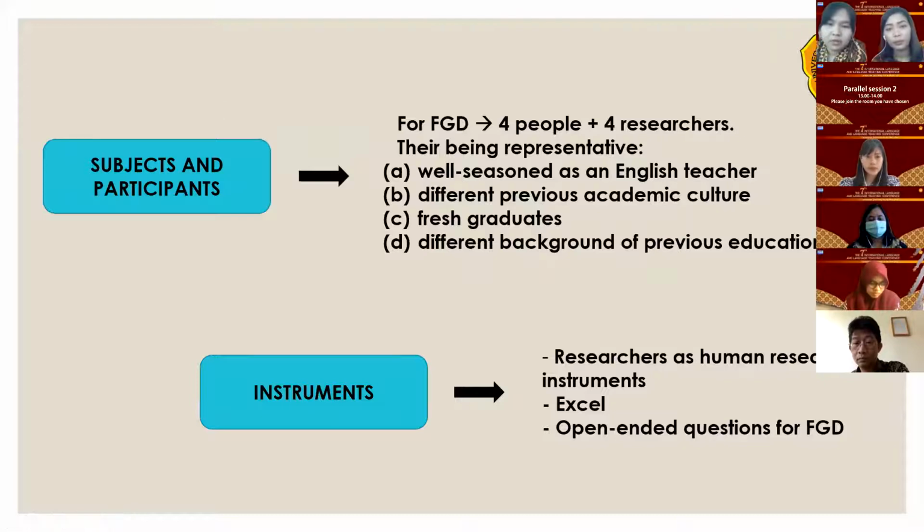Then the subjects and participants include 4 students and 4 researchers. The students who become the participants carry unique identities. The first student is a representative of a well-seasoned English teacher. The second student is a representative of a master's student who has a different academic culture. The third student is a representative of a master's student who has just graduated. And the last is a representative from a different background of previous education.